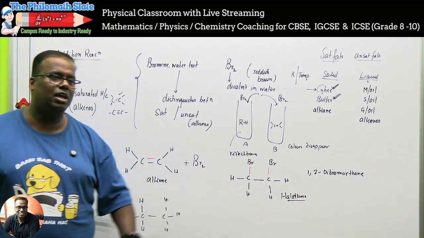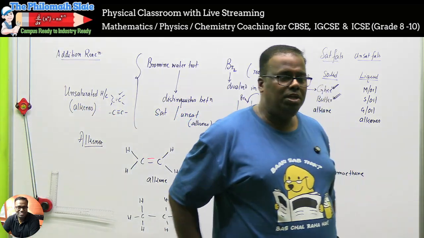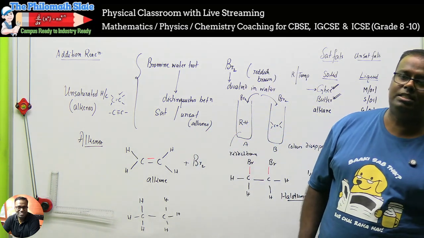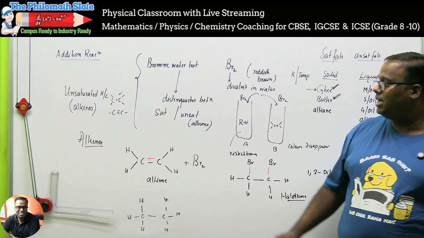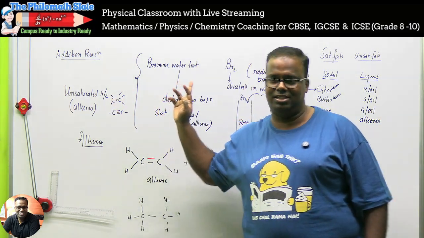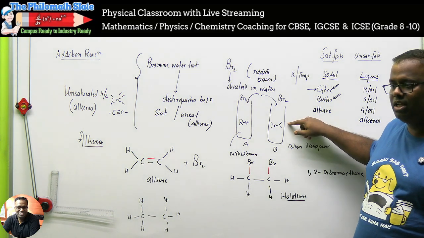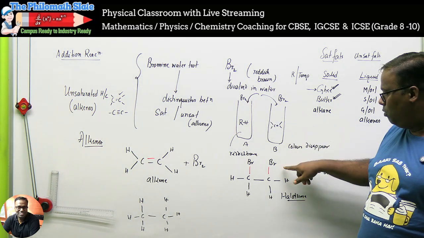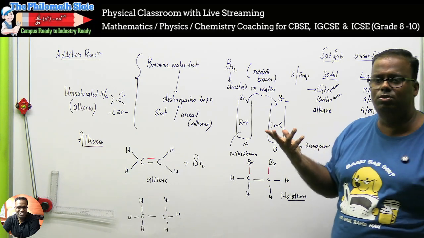Now a question arises: sir, bromine water test, can it detect between an alkene and an alkyne? No. It can detect between saturated and unsaturated. For your grade 10 level, we have deliberately taken only alkenes. Bromine water test will also be shown by alkynes, because they are also unsaturated.